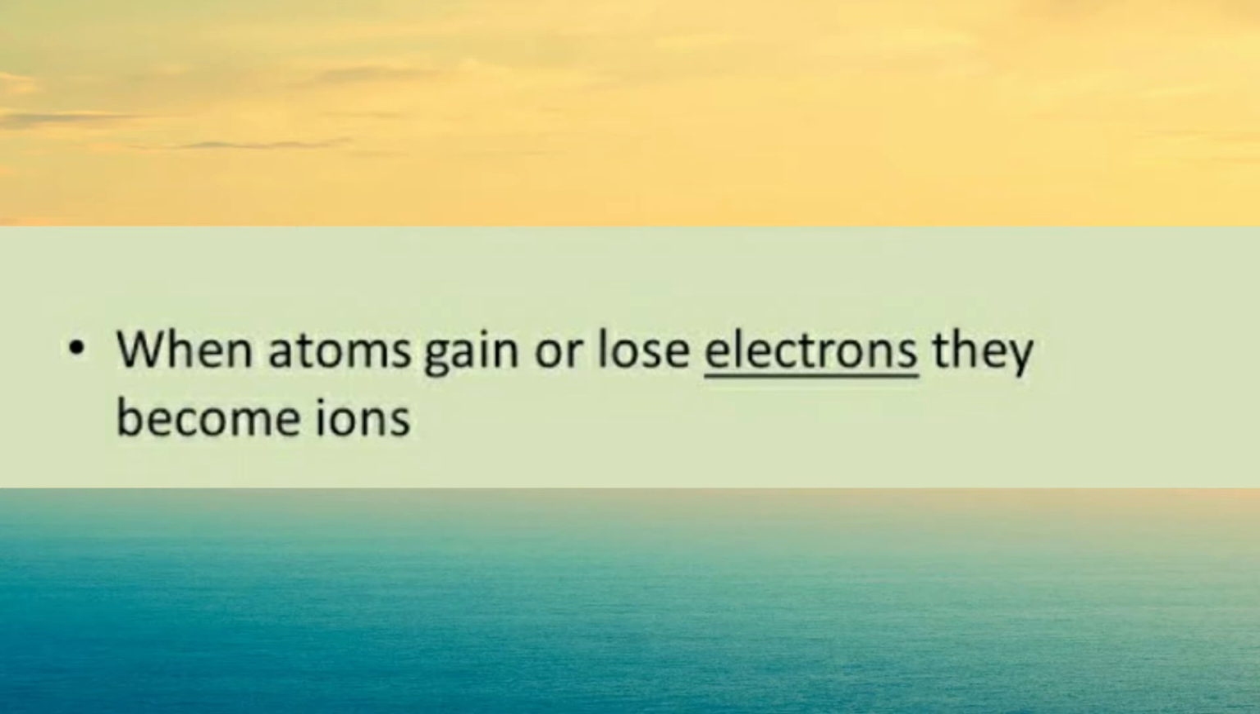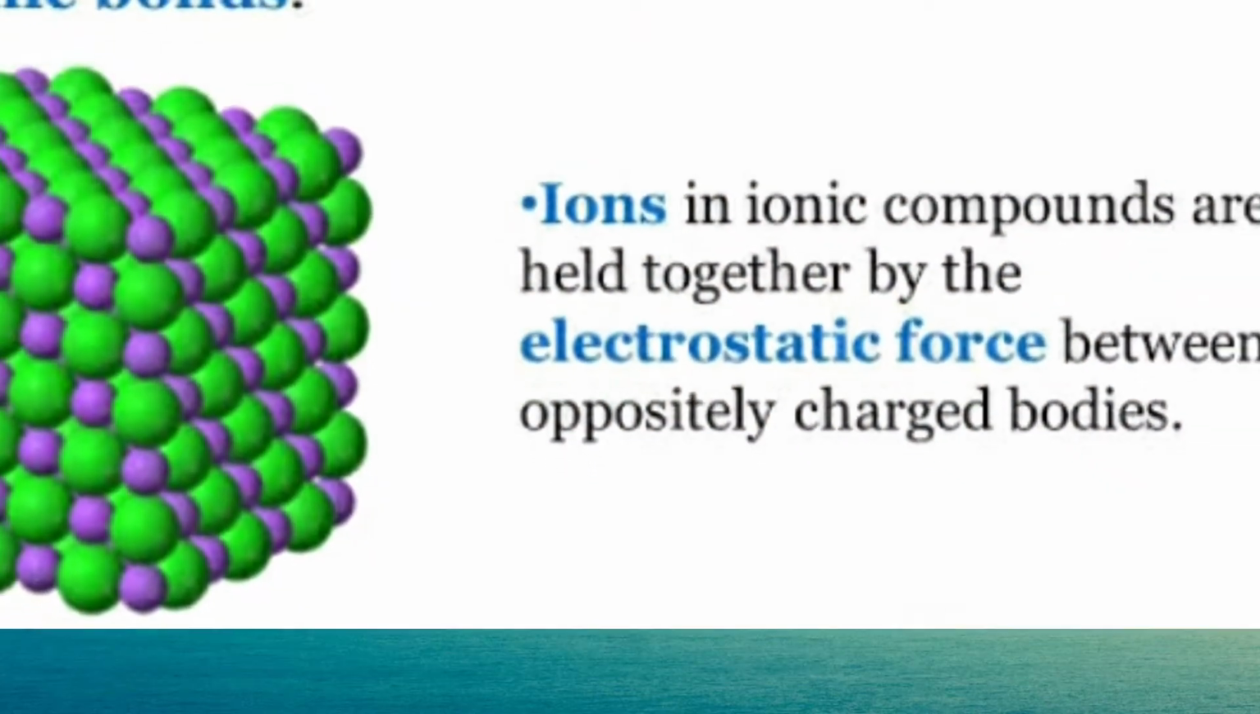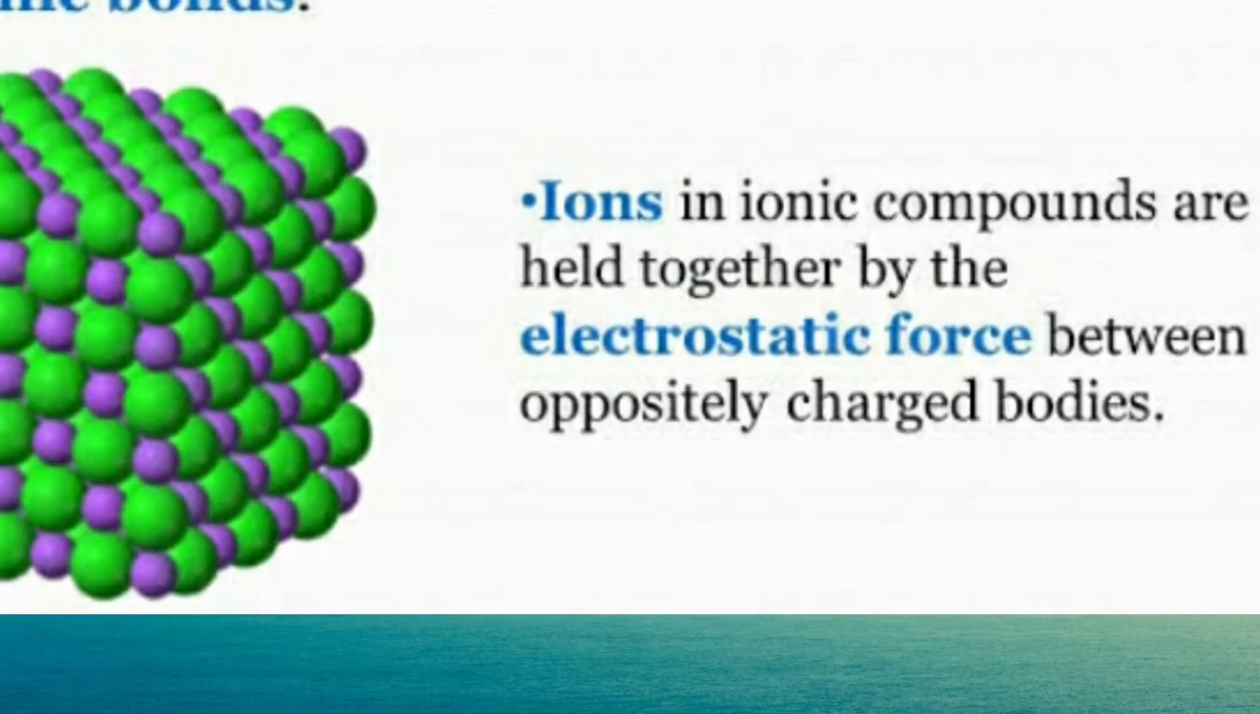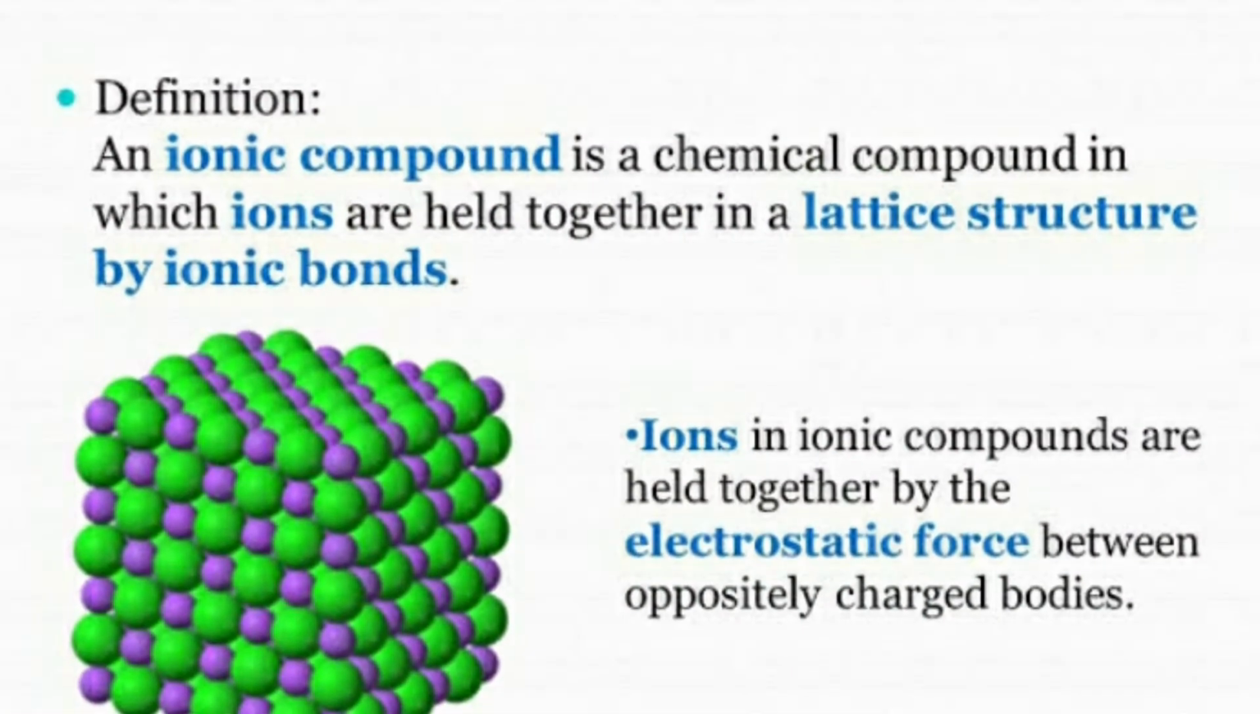Ions are not only charged particles; the ions in ionic compounds are held together by the electrostatic force between oppositely charged bodies. You all understood, children? So an ionic compound is a chemical compound in which the ions are held together in a lattice structure by ionic bonds.